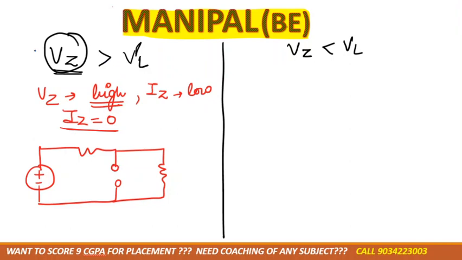So in this case, basically if Vz is high, then we consider the zener diode as reverse biased, and in reverse bias no current will flow. So in this case, we have to calculate the formulas based on that.